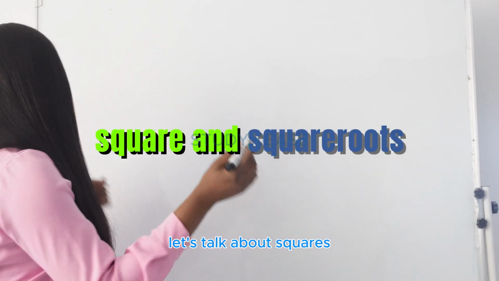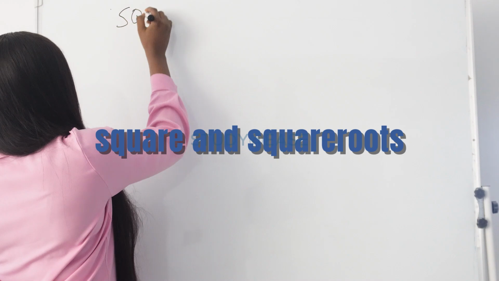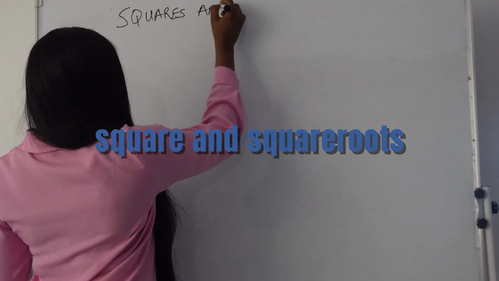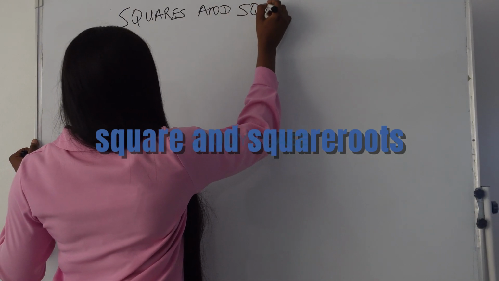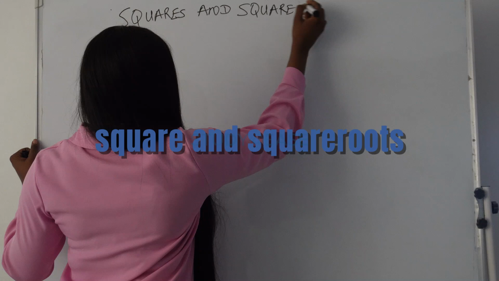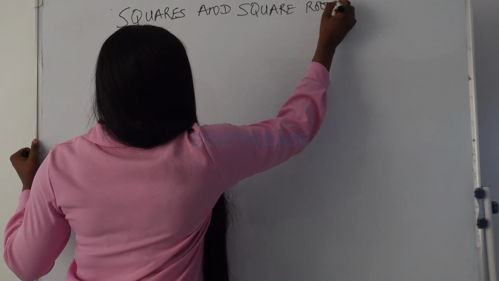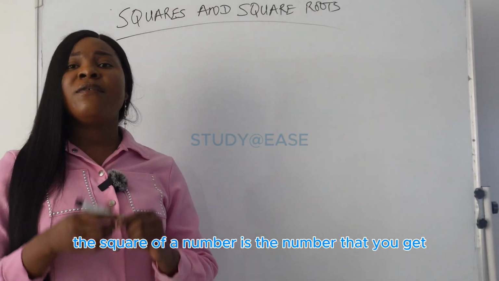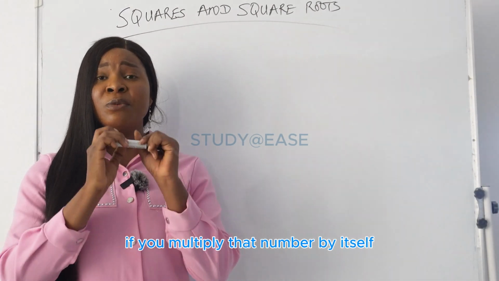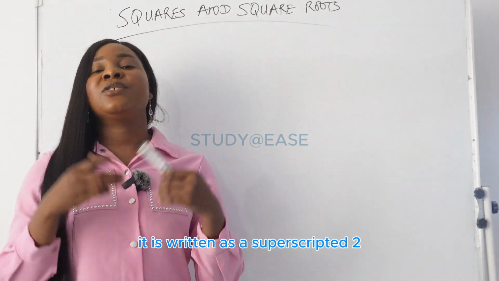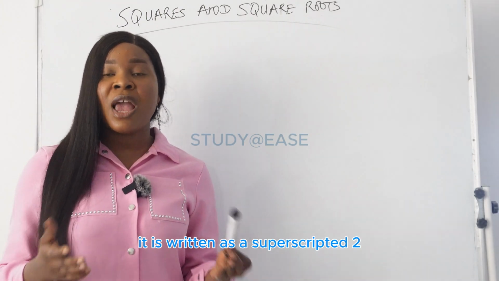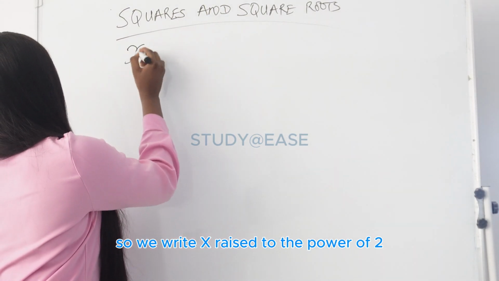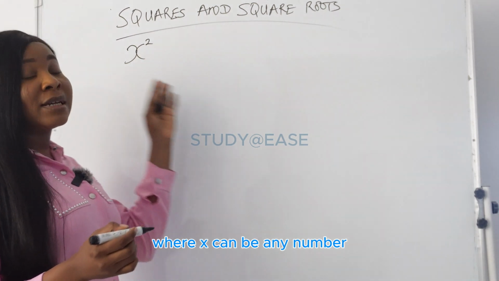Let's talk about squares and square roots. Squares and square roots. The square of a number is the number that you get if you multiply that number by itself. It is written as a superscripted 2 after the number to which it applies. So we write x raised to the power of 2, where x can be any number.